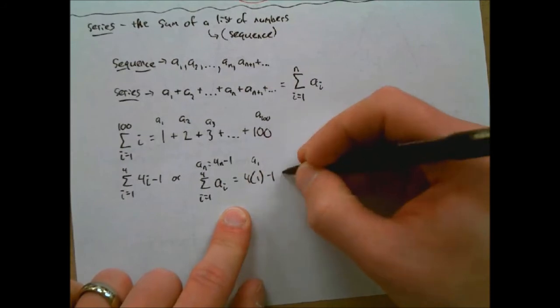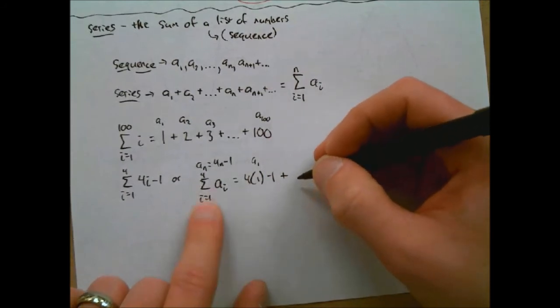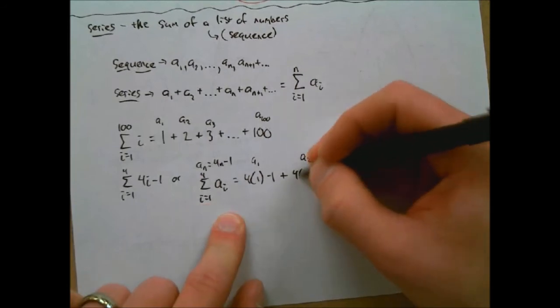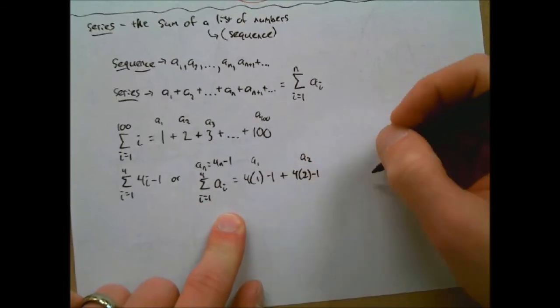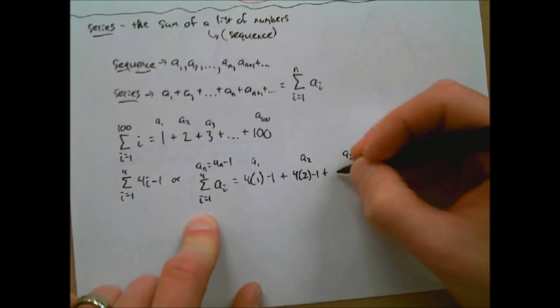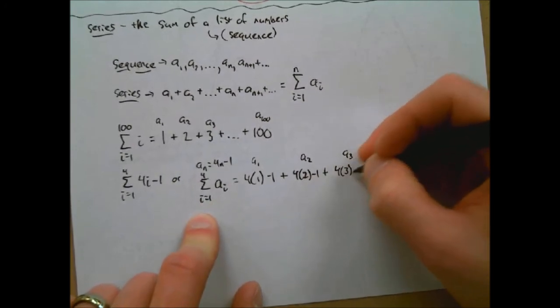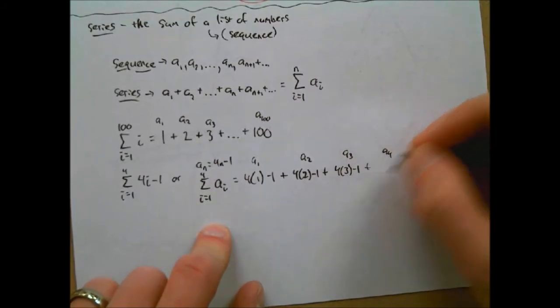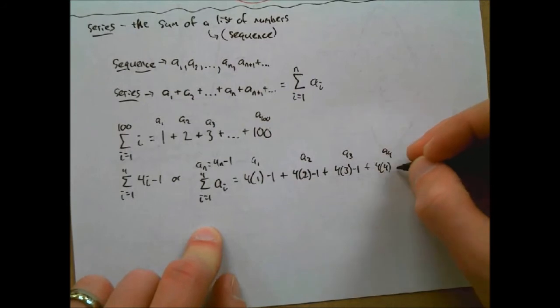Plus my second term, now i will be 2. So it's a sub 2: 4 times 2 minus 1. And then we'll do the third term, a sub 3: 4 times 3 minus 1. And then the fourth term, the last one, a sub 4: 4 times 4 minus 1.